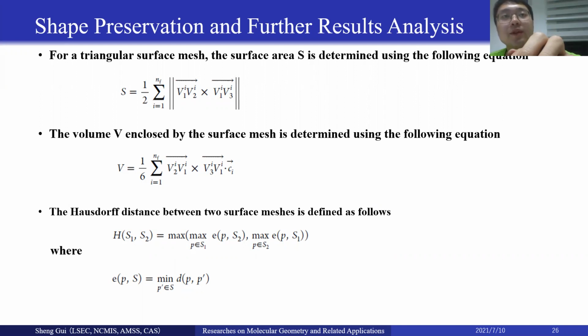For the triangle surface mesh, the surface area S is determined using the following equations. The volume V enclosed by the surface mesh is determined using the following equation. And the Hausdorff distance between the two surface meshes is defined as follows. In our work, we use the software Metro to compute the Hausdorff distance.